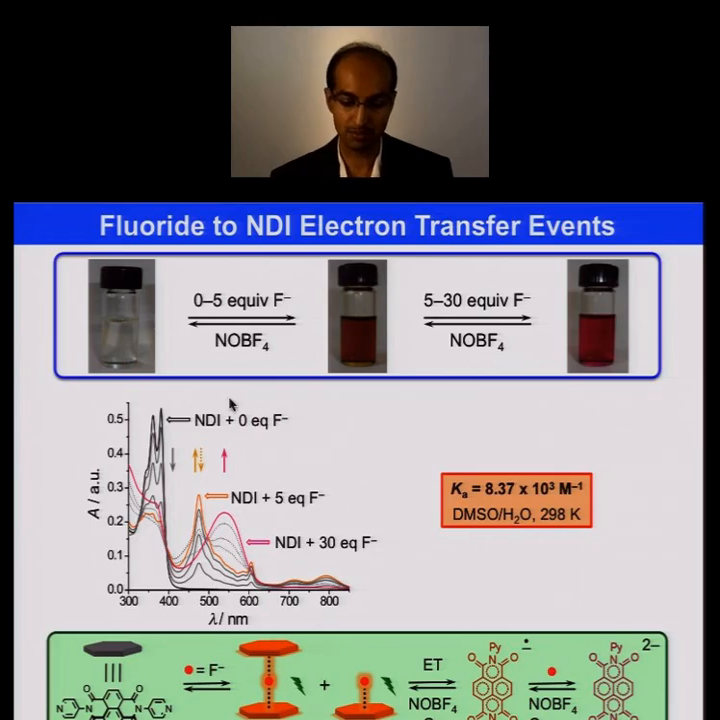By comparing this spectrum with the spectroelectrochemistry data of the NDI molecule in the absence of fluoride, we confirmed that in the presence of a small amount of fluoride, when it binds to NDI, it transfers an electron to the NDI LUMO to produce the radical anion, which is orange in color. And at higher concentration of fluoride, a second fluoride transfers another electron to that radical anion to generate a pink-colored dianion.